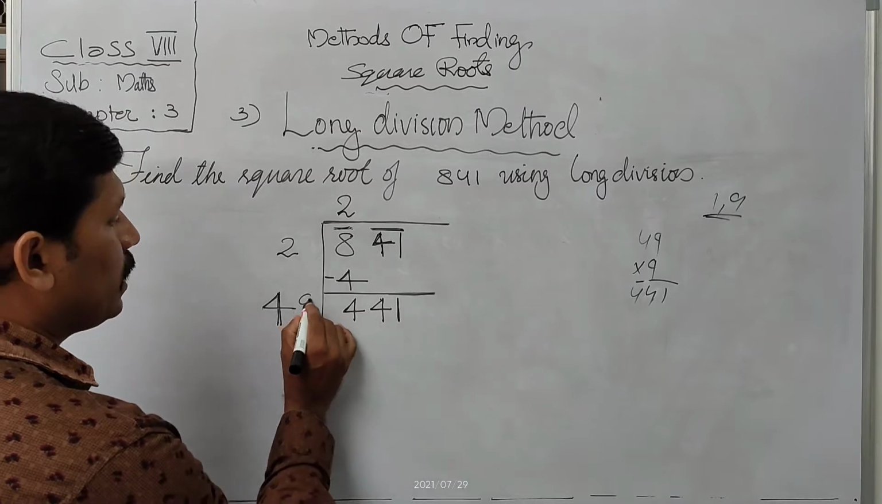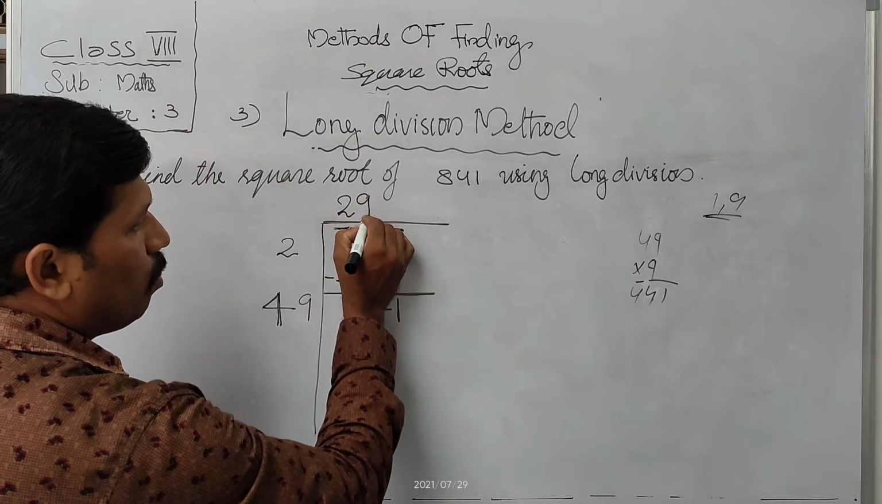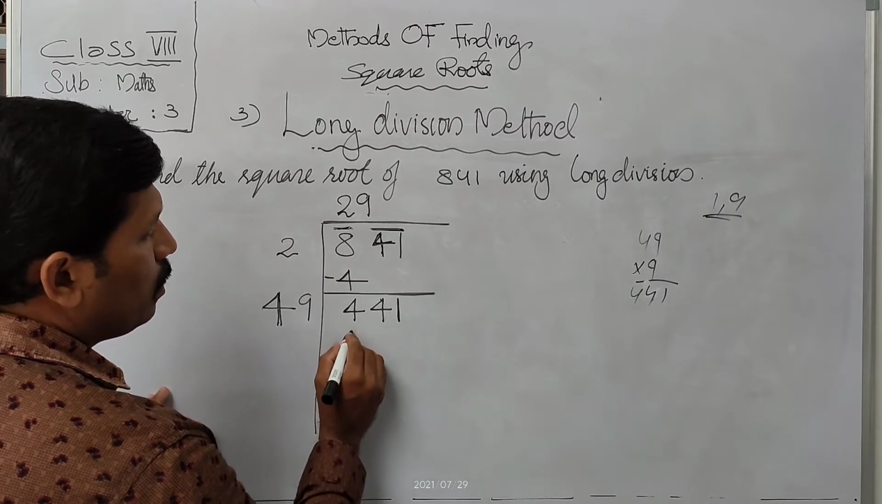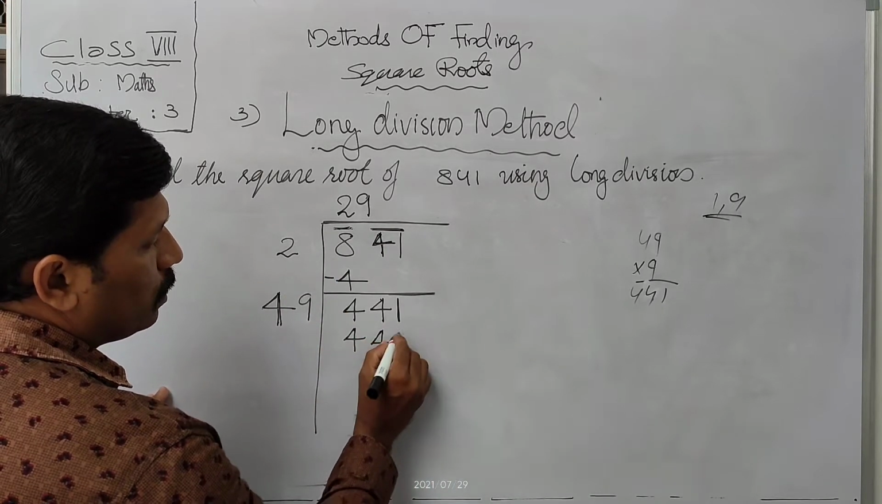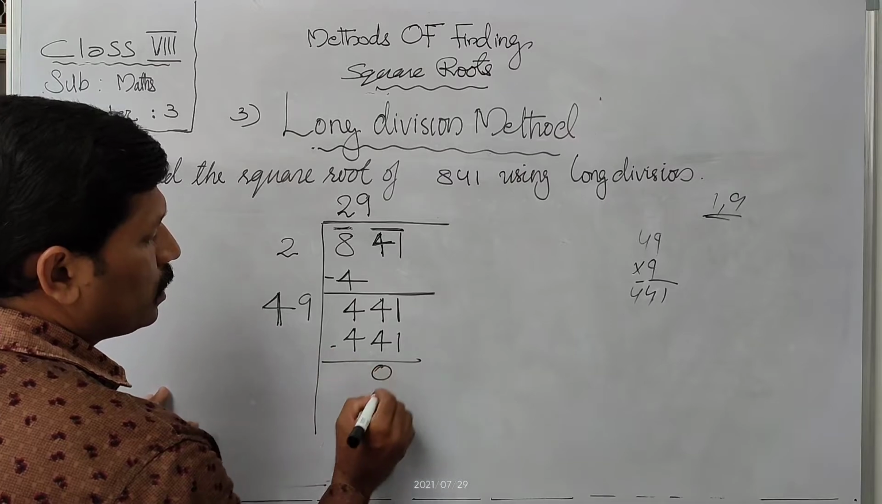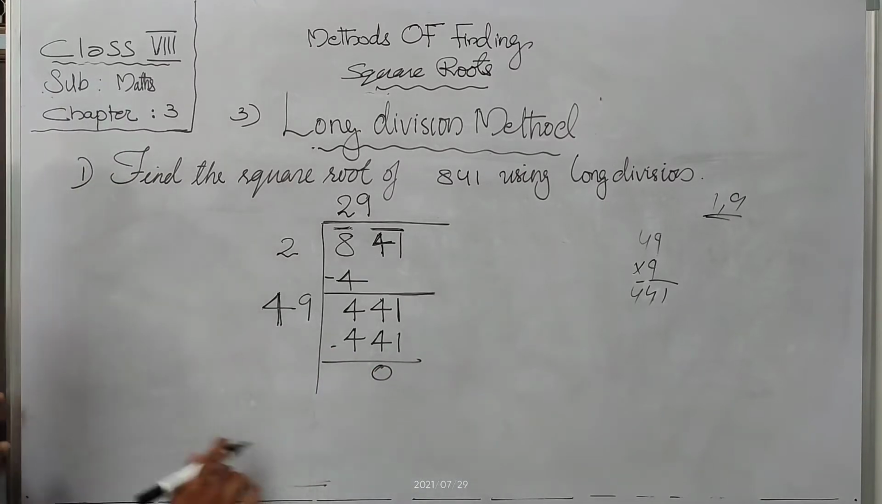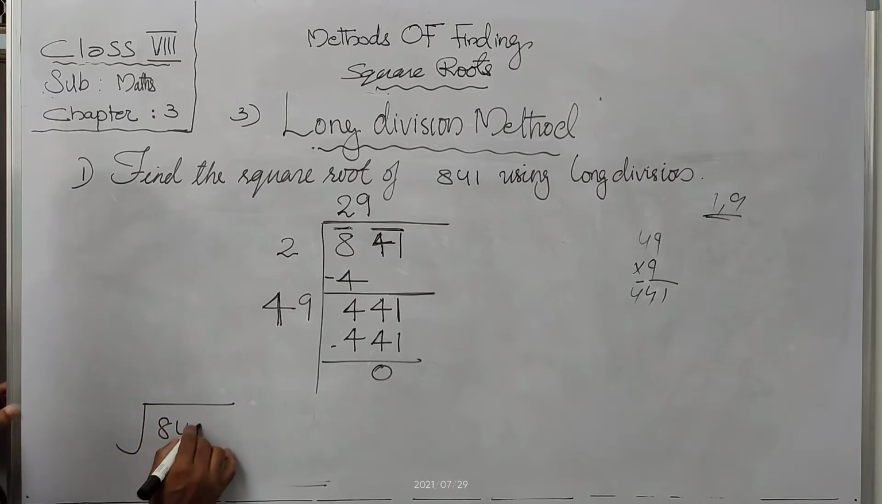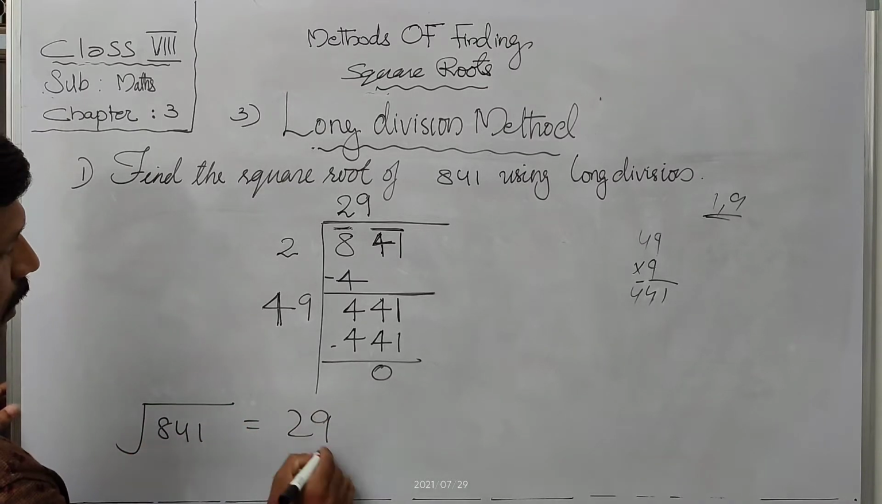So we can take that 9 here and 9 in the quotient part also, and 9 and 49 we multiply. 49 into 9 we have already multiplied, 441. So here the remainder is 0. Therefore we can write that root 841 is equal to 29.